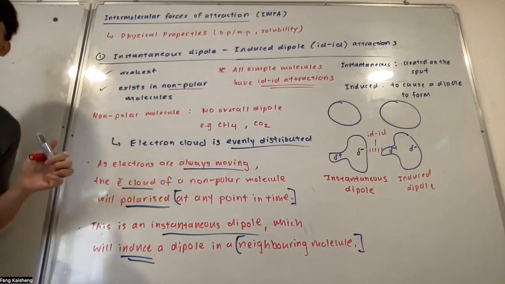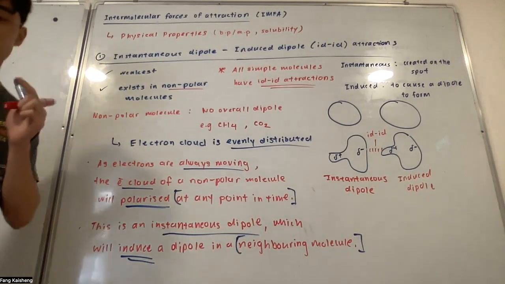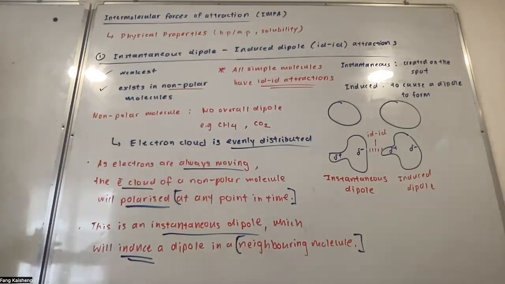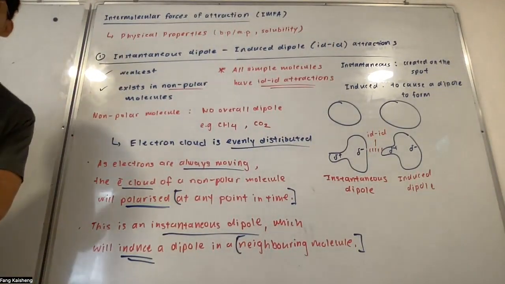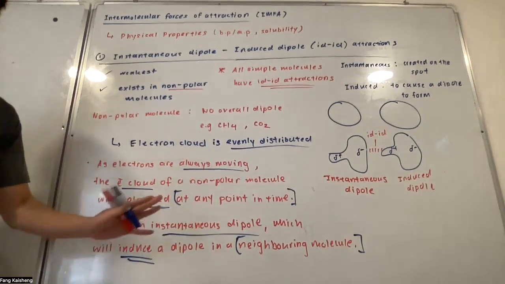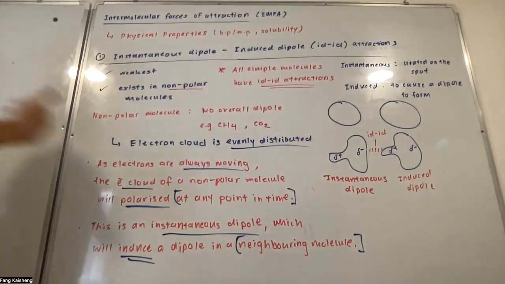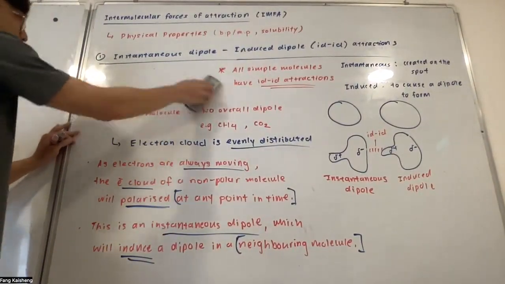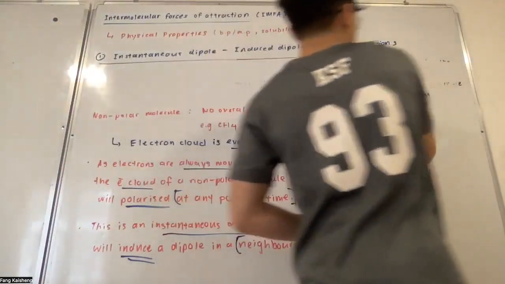Any issues so far? Okay, Ken? Right, so that's how ID attractions come about. Now, as with everything else, I want to look at the factors affecting its strength. First of all, any last questions? Okay, now how do we look at the strength? So this one, let's pay attention to this. Quite important.